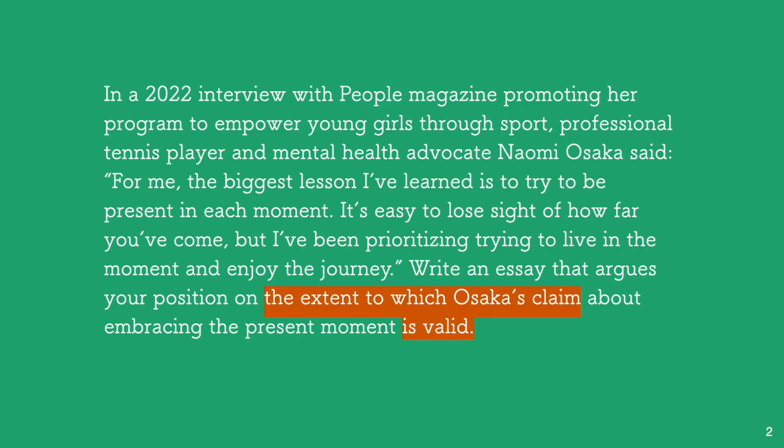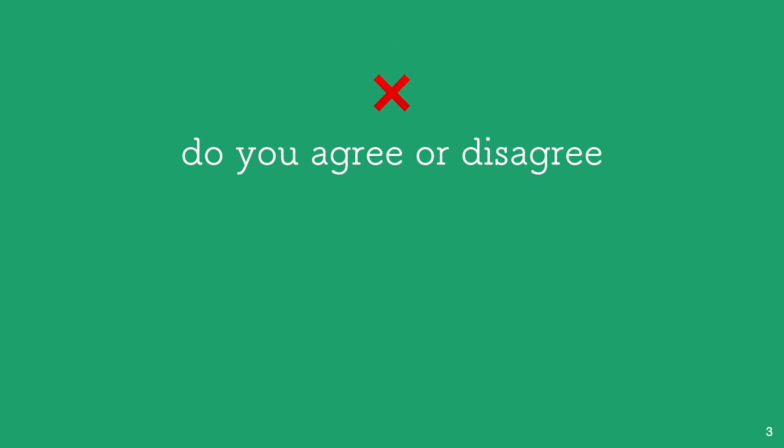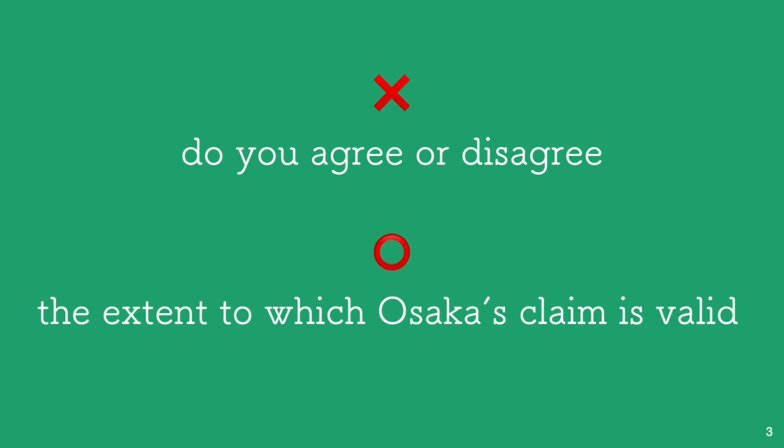Many students overlook the phrasing of the prompt, and therefore their argument essay is stuck at a 130 from the very beginning. But notice, the prompt is not asking, do you agree or disagree with Osaka's claim? It's asking the extent to which Osaka's claim is valid.